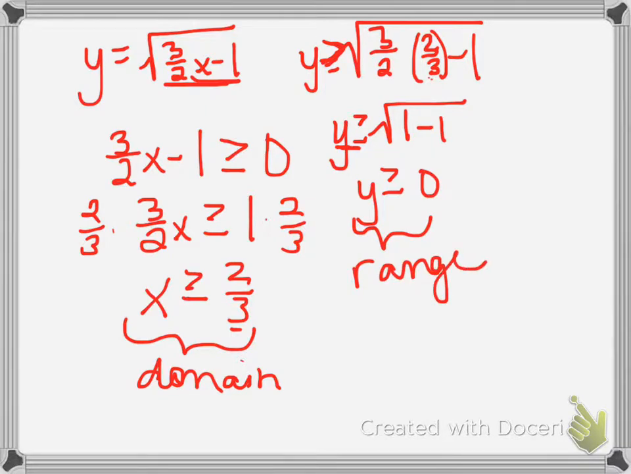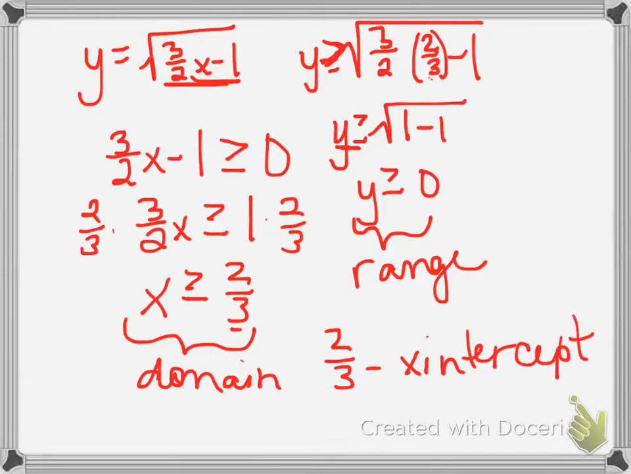So at this point we've got to find our x-intercept and our y-intercept. We already know what our x-intercept is, because when x is 2/3, y is 0. So that makes this our x-intercept. 2/3 is the x-intercept. Now we've got to find the y-intercept.